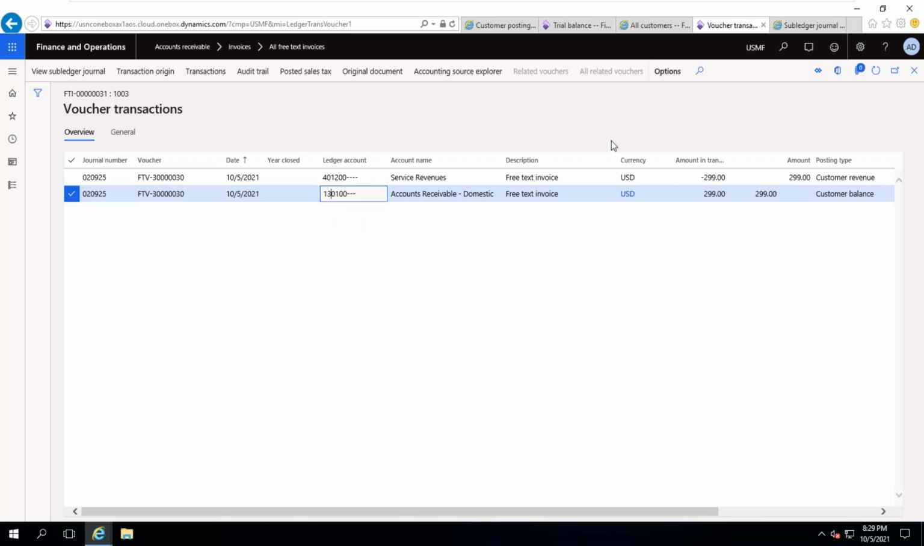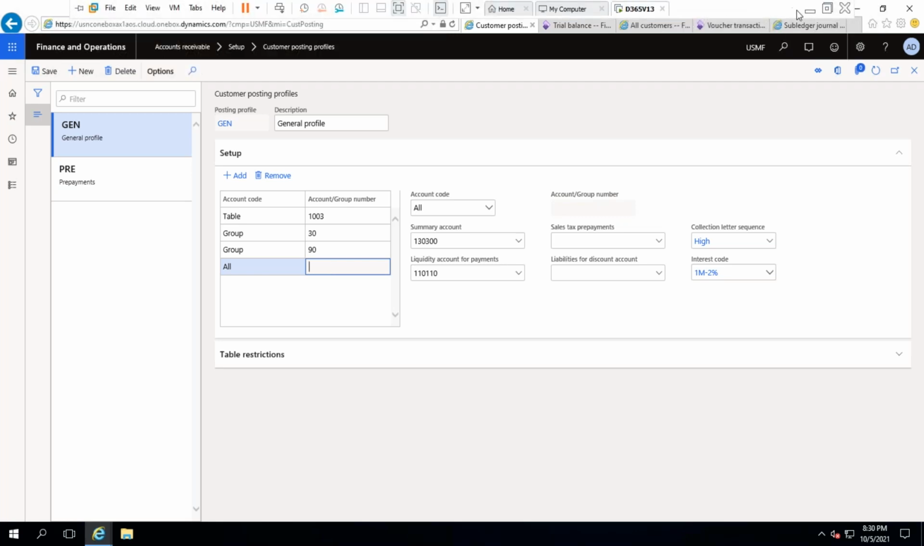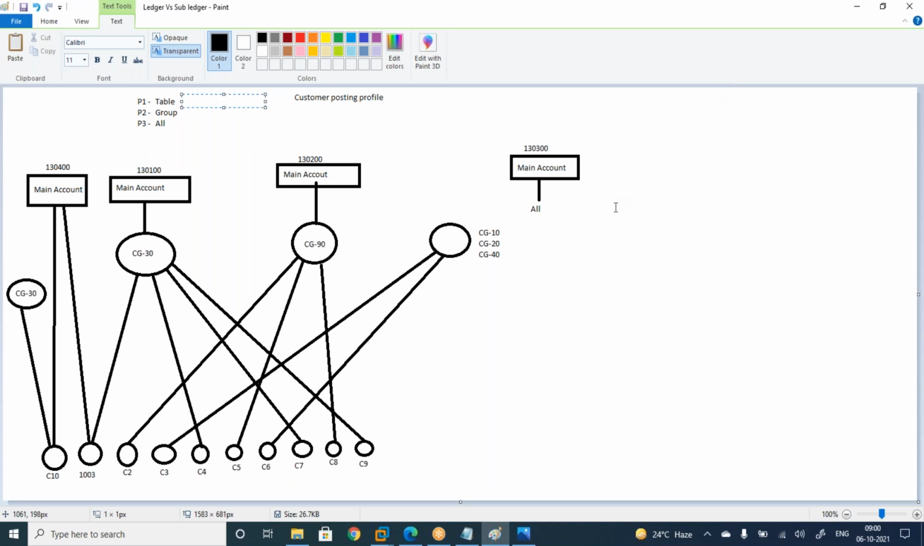130,100. If this account does not exist, then it will search for this account only, because this is 30. If the vendor customer account is not mapped to any ledger account, and the customer group is not mapped to any ledger account, then it will go for all. The first priority is table, second priority is group, third priority is all. It's not complex, it is an ERP concept, one of the ERP concepts.